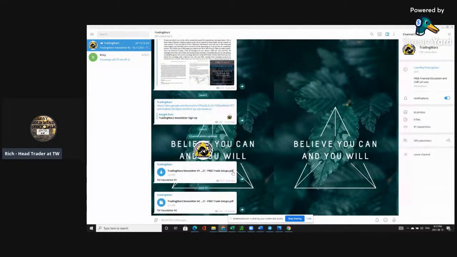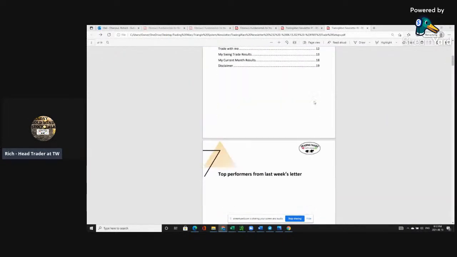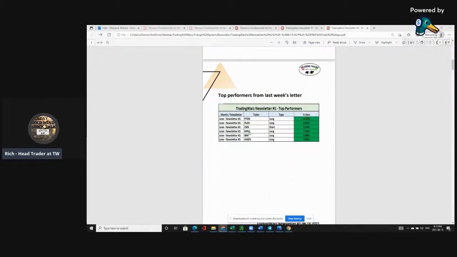Wow, we have how many people? Okay, 130 opened this, so that's good. Let's just go through it quickly. From last week, these were the picks that performed really well: Peloton, Plan, CMS, Marvel, IBM, Amazon. These ones did really well.